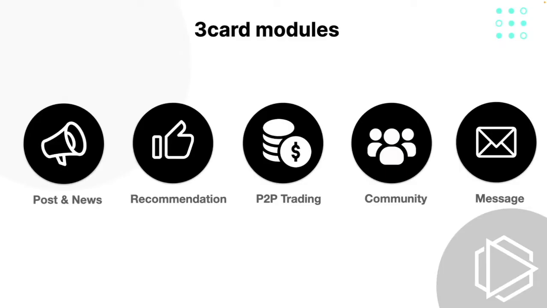First is a post and news module. Users can create and see posts just like they do in any kind of social platform, and they can read our curated Web3 news gathered from different kinds of sources. And we also have a system to recommend you a user per day based on the relevancy of your on-chain activity.